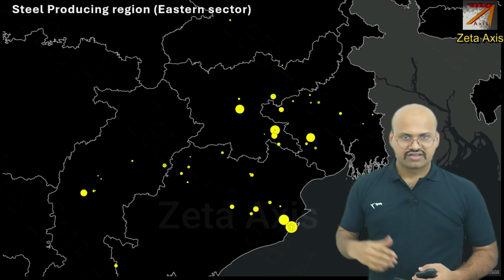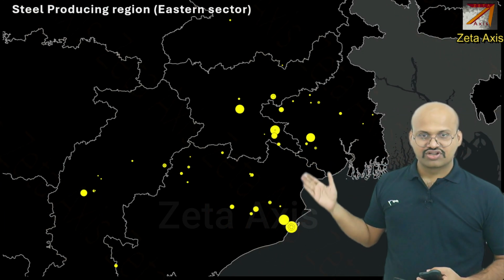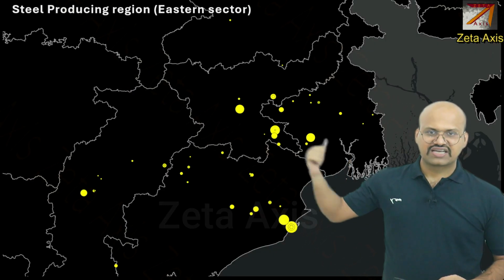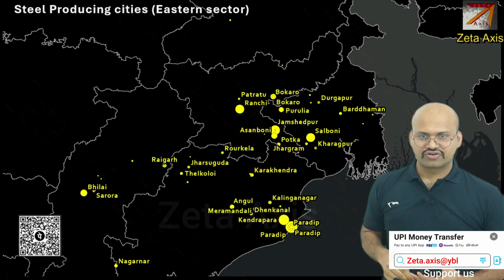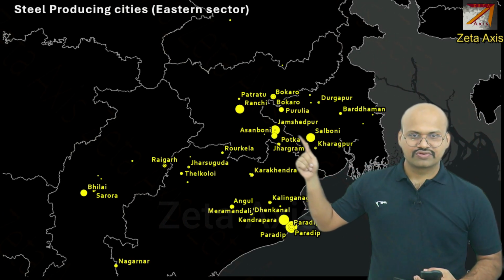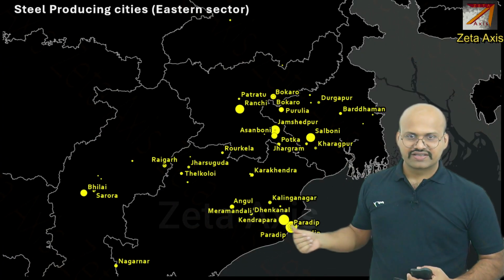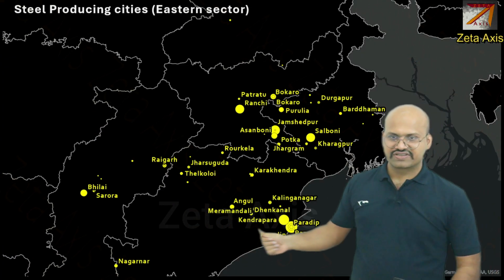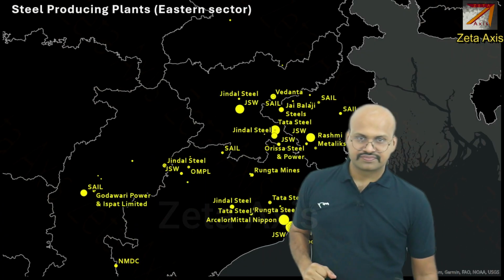Within the eastern sector we can see that a large amount of steel is produced in Odisha, West Bengal, and Jharkhand. These are the names of the cities. So if you want to remember the specific names, we can see Ranchi, here Jamshedpur, Salboni, and Paradeep is also a very large producer. Then we have Kendrapara, so this also produces. Even Bhilai is there where we can see that steel production occurs.